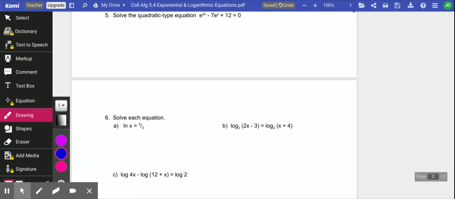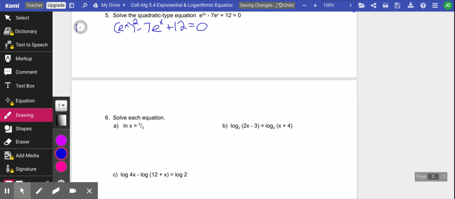Number 5 gives us a hint in the problem on how we're going to solve it. It says solve the quadratic type equation. So I want to show you this main thing right here, e to the 2x. That is the same thing as e to the x squared. Same thing. Minus 7 e to the x plus 12 equals 0.